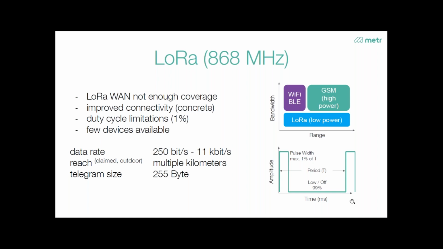Now, the duty cycle limitation means you can only use 1%. In this case, for LoRa, it's 1%. You can only use 1% of your pulse width for that period of time. So if you want to send something for 100 milliseconds, you have to have at least 100 times that on a time where you don't send anything, right? Or if it's 1 millisecond, it would be 99 off and not sending anything. So you have this limitation that you have to stick with a 1% duty cycle, which is quite tricky because if you want to send a lot frequently, this is limiting quite a lot.